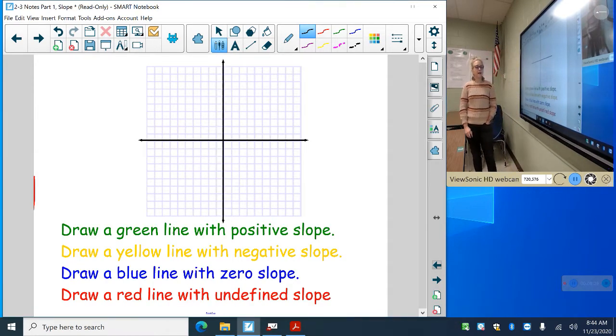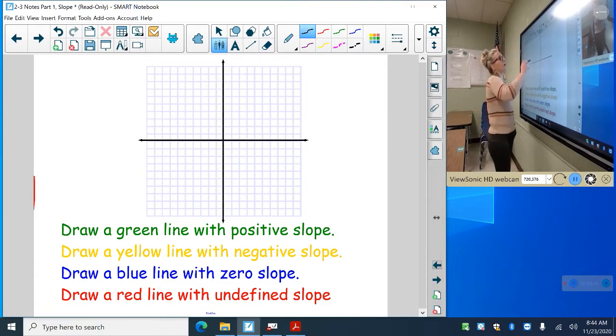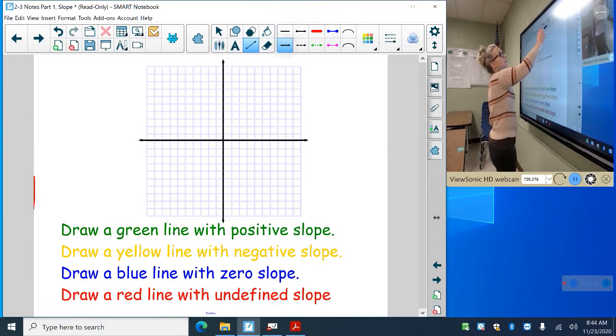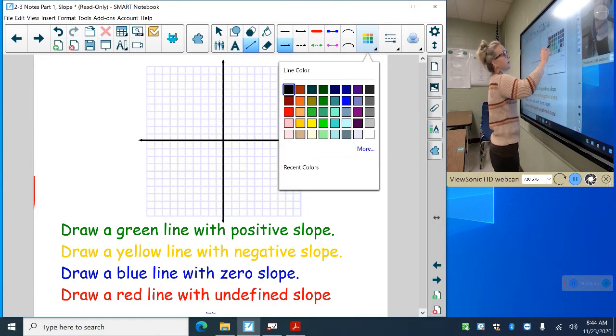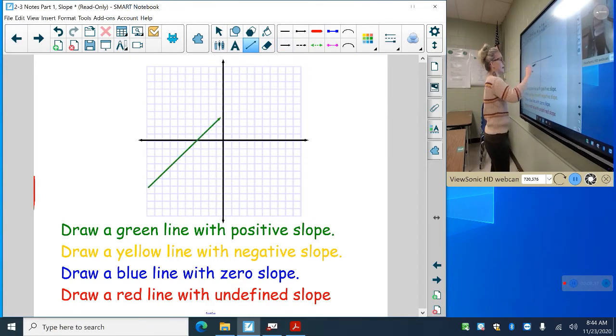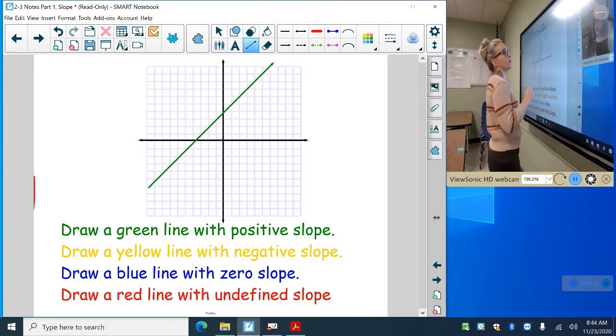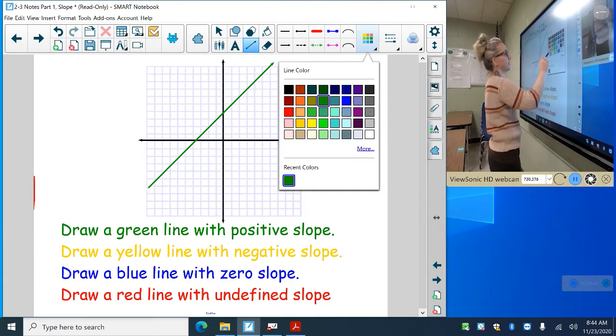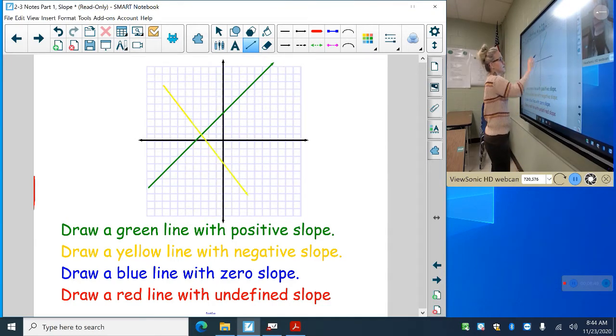All right, so now let's do this. Draw a green line with positive slope. Well, I'm going to pick a line, and I'm going to make it green. I'm going to draw a green line with positive slope. That just means it's going to go uphill. Any green line with positive slope. Then it says, draw a yellow line with negative slope. So we just have to make it go downhill.